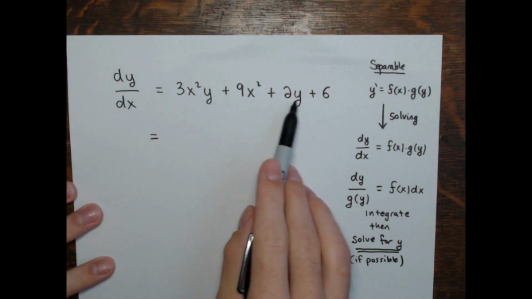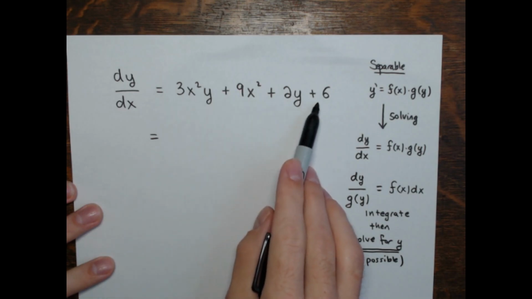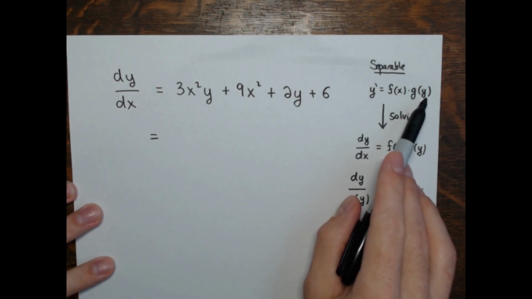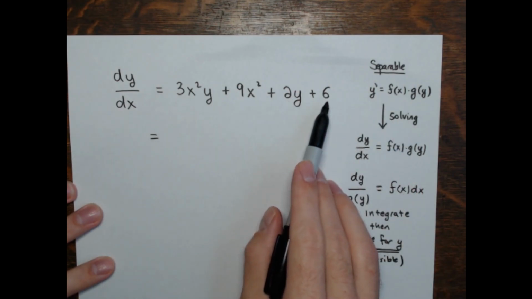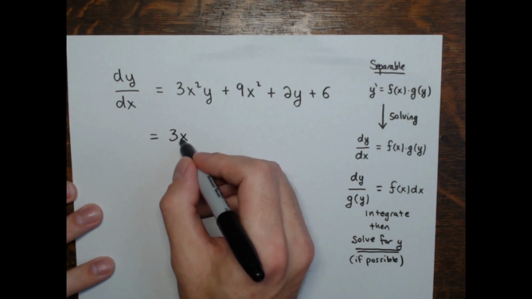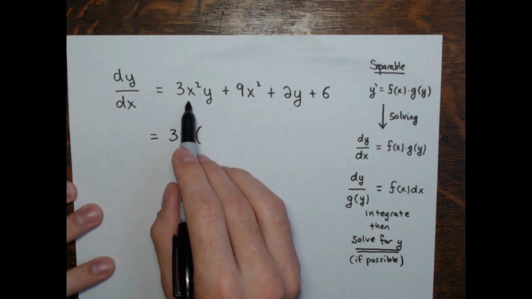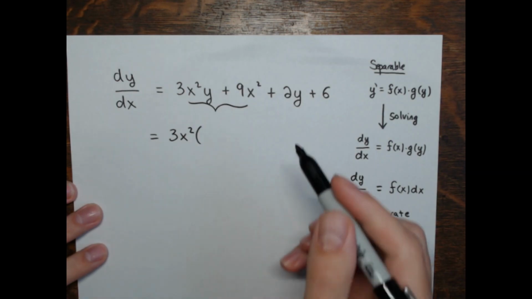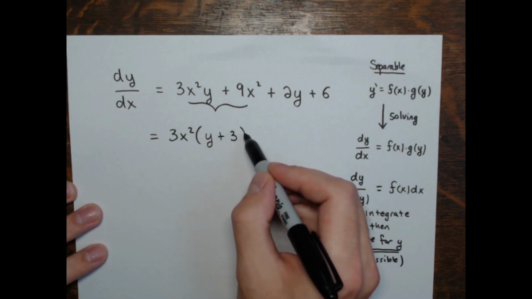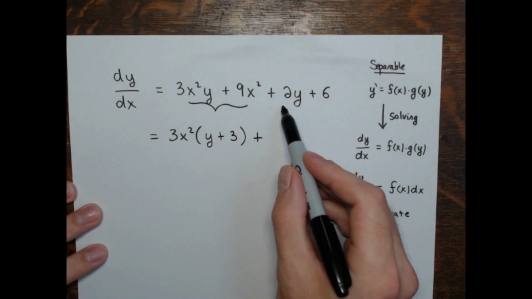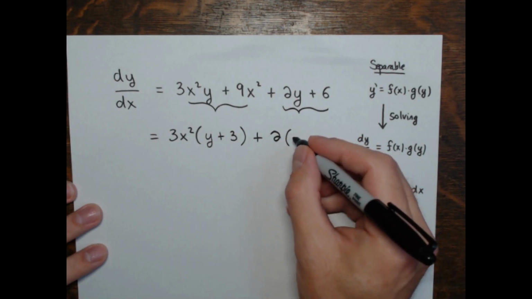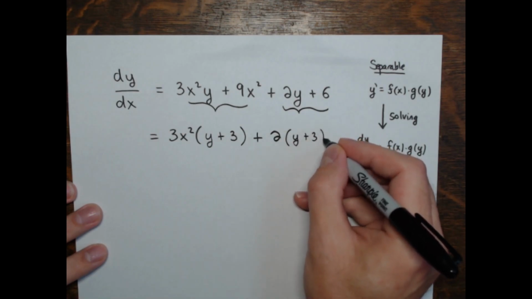Okay, so back to the example. This polynomial on the right side here is not a function of x times a function of y separated like this, but I can factor this by grouping. The first two terms have 3x squared in common, and if I remove 3x squared from the first two terms you'll have y plus 3, and then the second two terms, plus, and then these have a 2 in common, also times y plus 3.